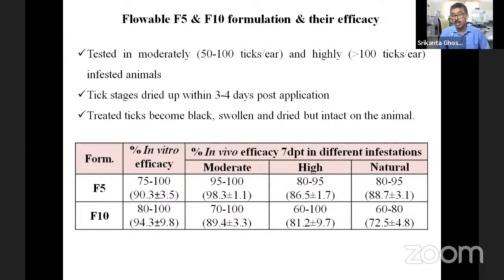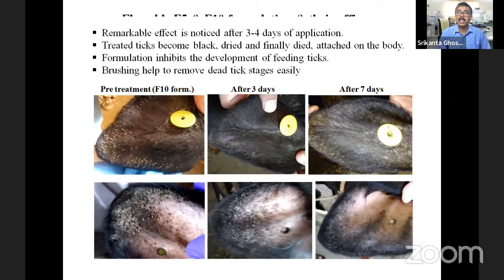So we got very, very good results out of that. And in the large animal experimentation as well as in the field trial, we got very good results from F10 as well as F5. And then within 7 days, there was a significant drop in the number of tick infestations on the animals.